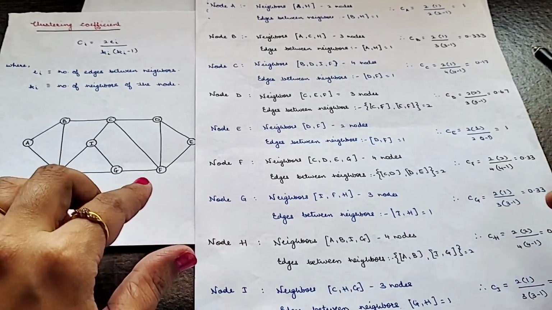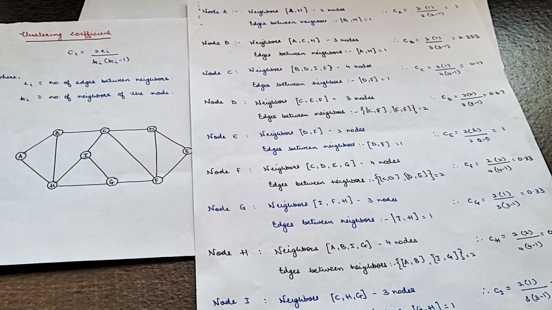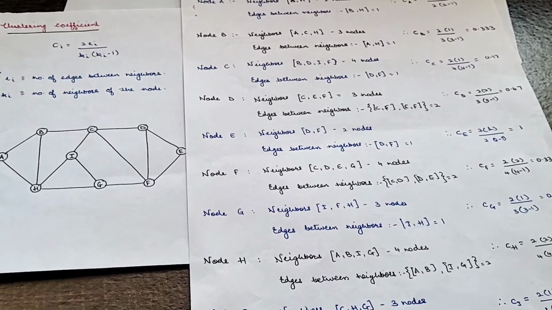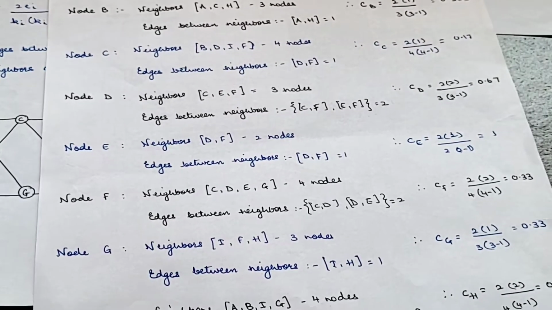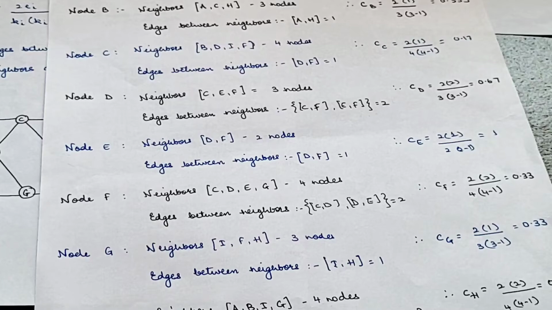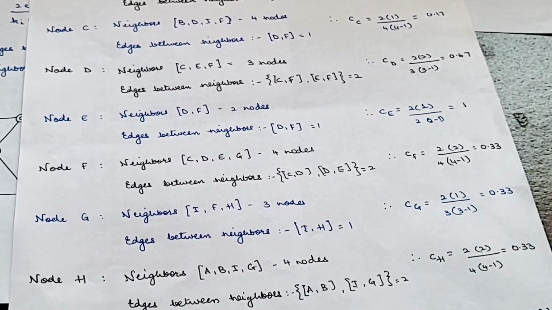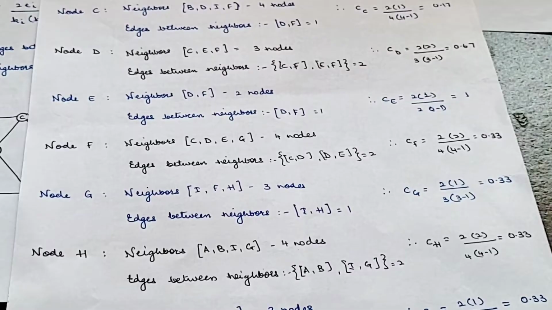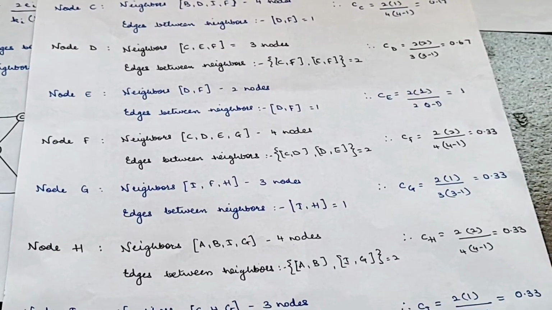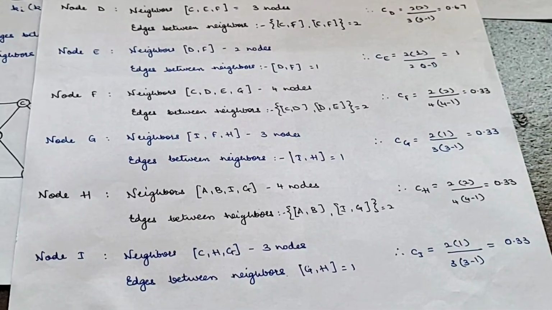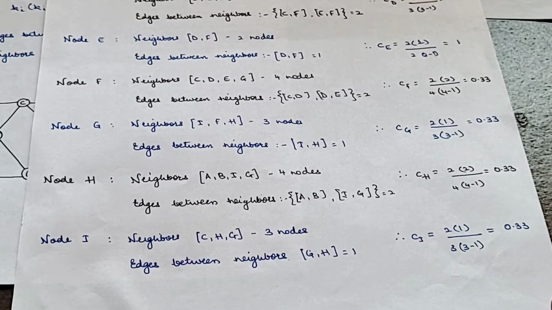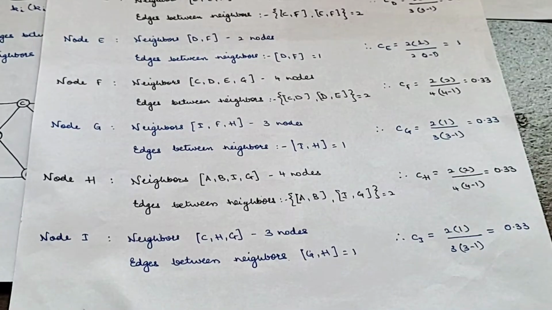In the same way, find out the clustering coefficient for each and every node. For node D, you get the clustering coefficient as 0.67. For node E, you get the clustering coefficient as 1. For node F, you get 0.33. For node G, you get 0.33. For node H, again you get 0.33. And for node I, you get 0.33. In this way, you can find out the clustering coefficient for each and every node.